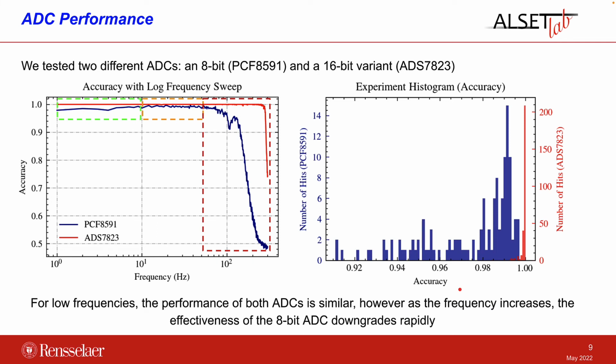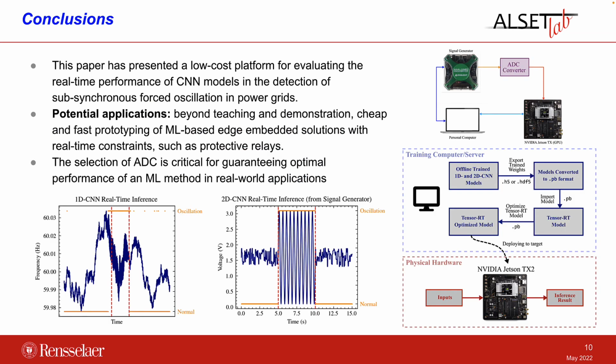So we conclude that the performance of both ADCs is similar for low frequencies, but as we increase and approach the bandwidth of the ADCs, then the performance downgrades. So thanks to this experimentation, we can state that adequate ADC selection is a critical part for the design and implementation of a machine learning or deep learning based classifier in power grids.